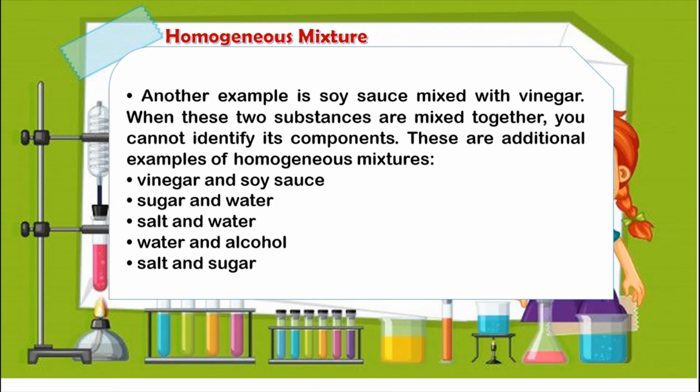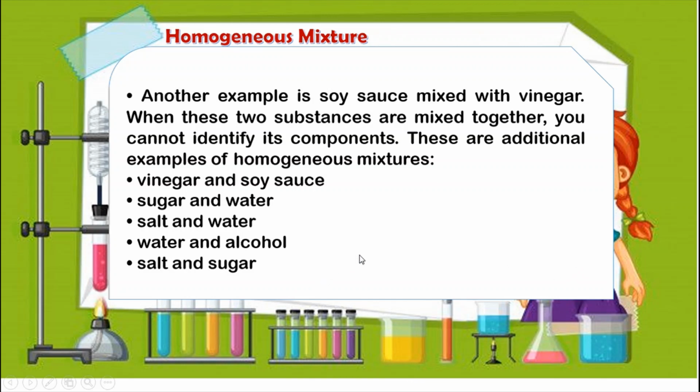Homogeneous mixture. Another example is soy sauce mixed with vinegar. So, sa atong experiment, gihalo nato ang soy sauce ug vinegar, we cannot identify already asa dito ang vinegar o asa dito ang soy sauce. When these two substances are mixed together, you cannot identify its components. These are additional examples of homogeneous mixtures. Mao ni siya ang mga example, children.